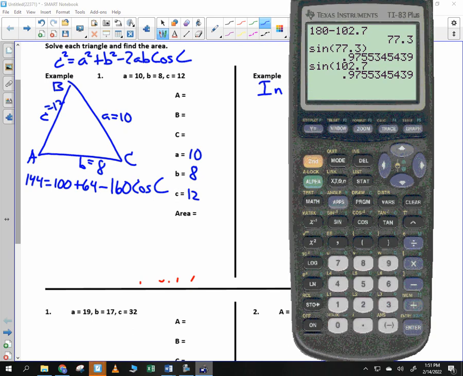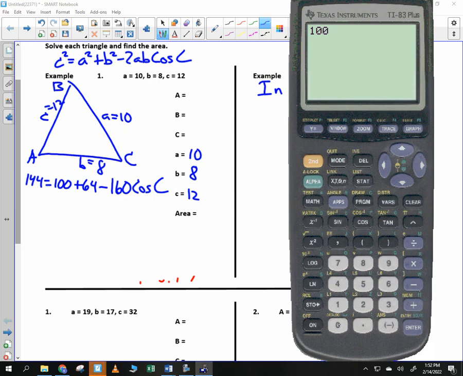Here's what people do wrong on the test. They do it all the time. They take 100 and add 64 and then subtract 160, and they write this as 144 equals 4 cosine of C. Can I do that? Can I just combine all those together? Why not? Because it's times cosine of C. You've got to subtract those over, right?